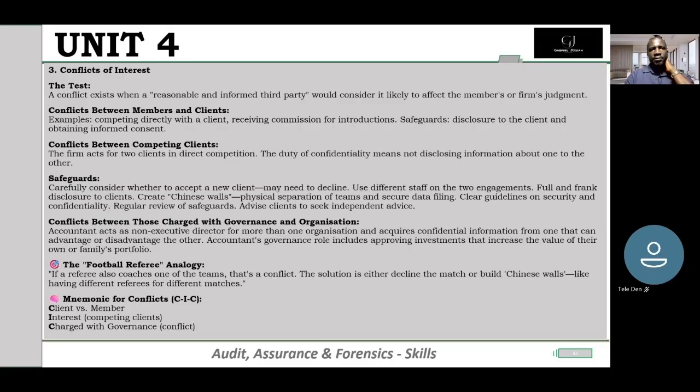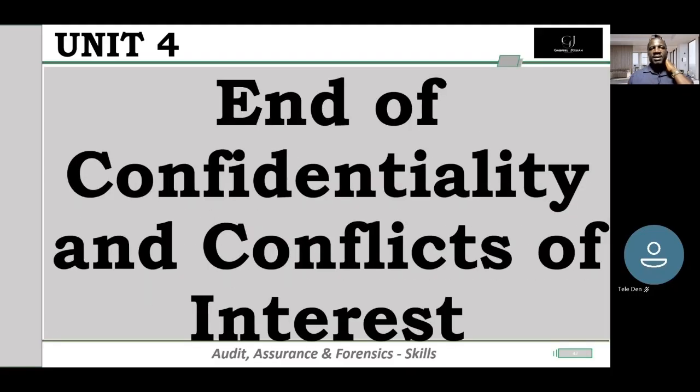Think of a football referee. If a referee also coaches one of the teams, that's a conflict. The solution is either to decline the match or build Chinese walls, like having different referees for different matches. Here is a mnemonic for conflicts: the client versus the member's interest, competing clients, and those charged with governance, which also help to fuel this conflict. These conflicts need to be managed by the accountant and the firm very, very pragmatically.